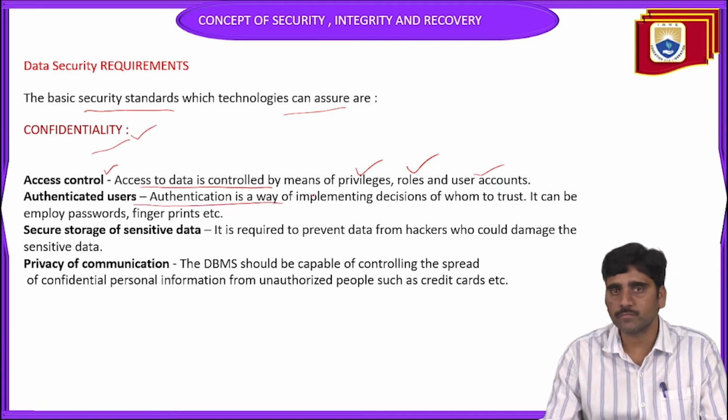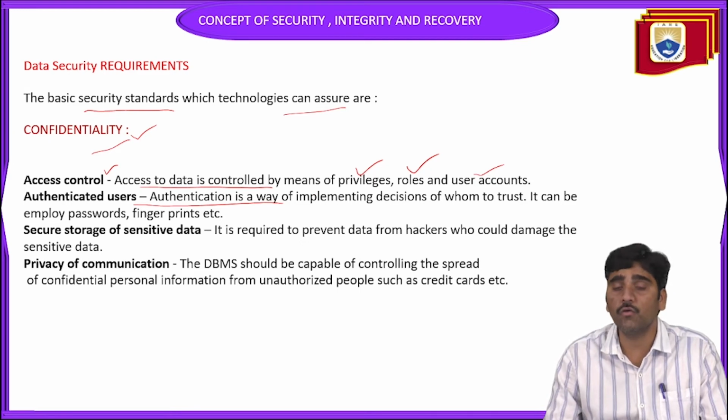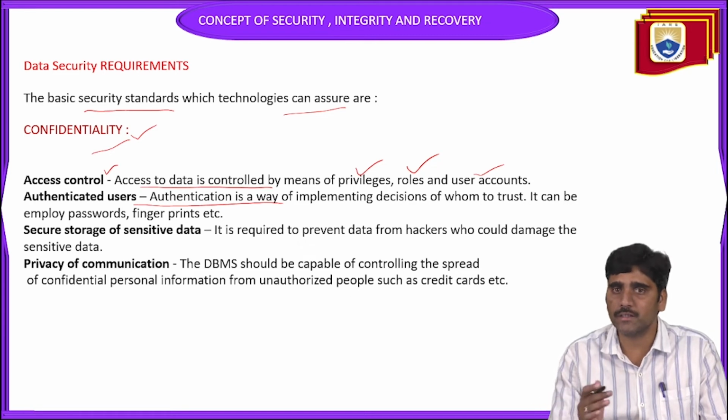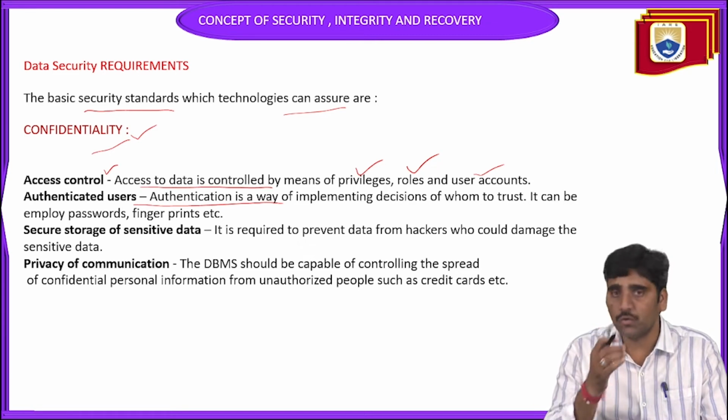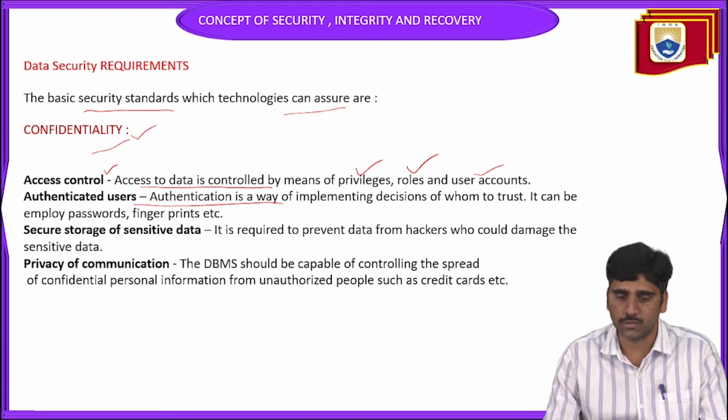Authenticated users. Authentication is a way of implementing decisions of whom to trust. It can employ passwords, fingerprints, and so on. Whoever has authentication to access the data, only those people can access that database. That means providing biometrics, passwords, and logins, so that users can have the role of authenticated users.